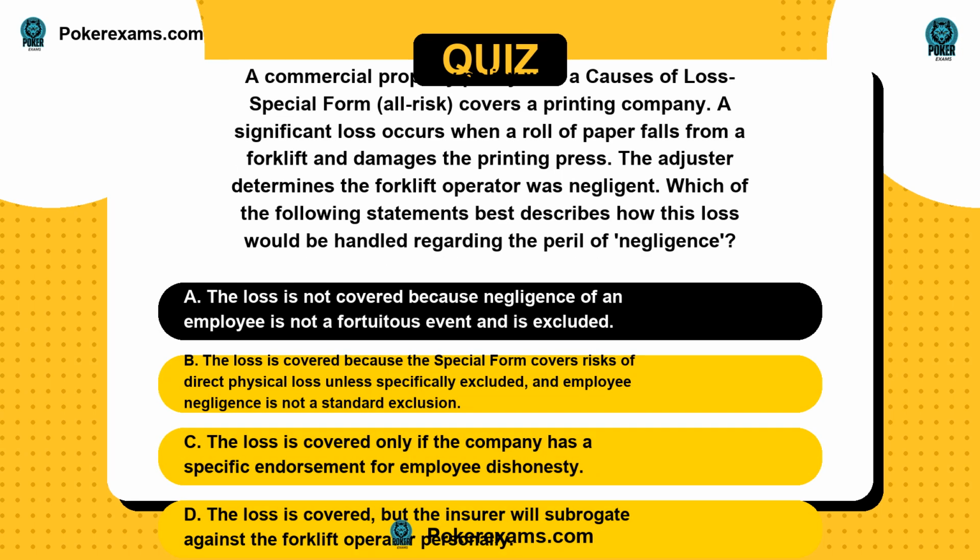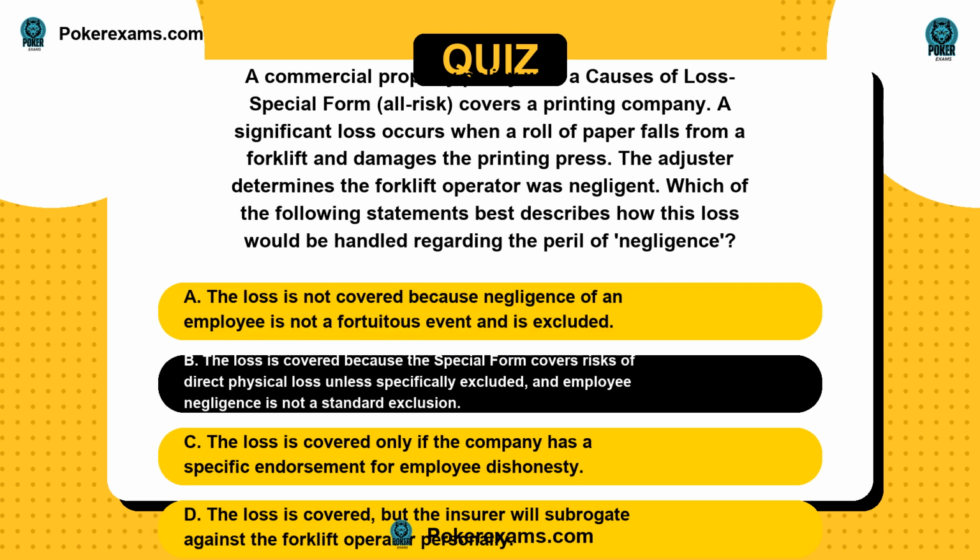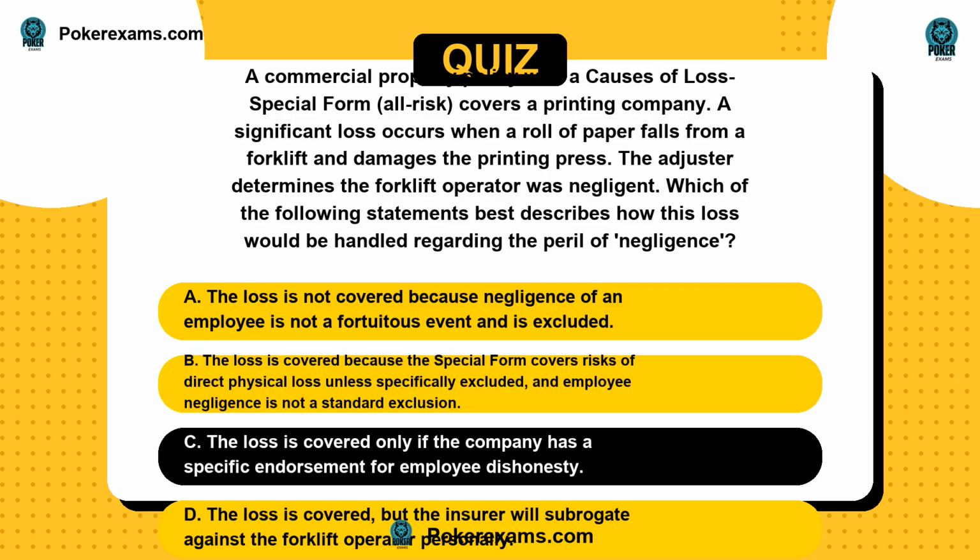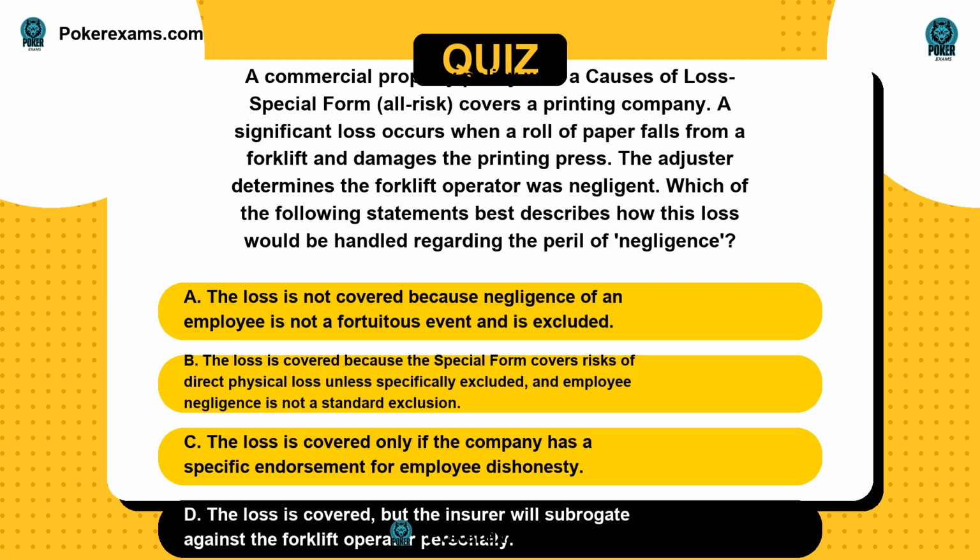Is it A, the loss is not covered because negligence of an employee is not a fortuitous event and is excluded? Or B, the loss is covered because the special form covers risks of direct physical loss unless specifically excluded, and employee negligence is not a standard exclusion? C, the loss is covered only if the company has a specific endorsement for employee dishonesty. Or D, the loss is covered, but the insurer will subrogate against the forklift operator personally.